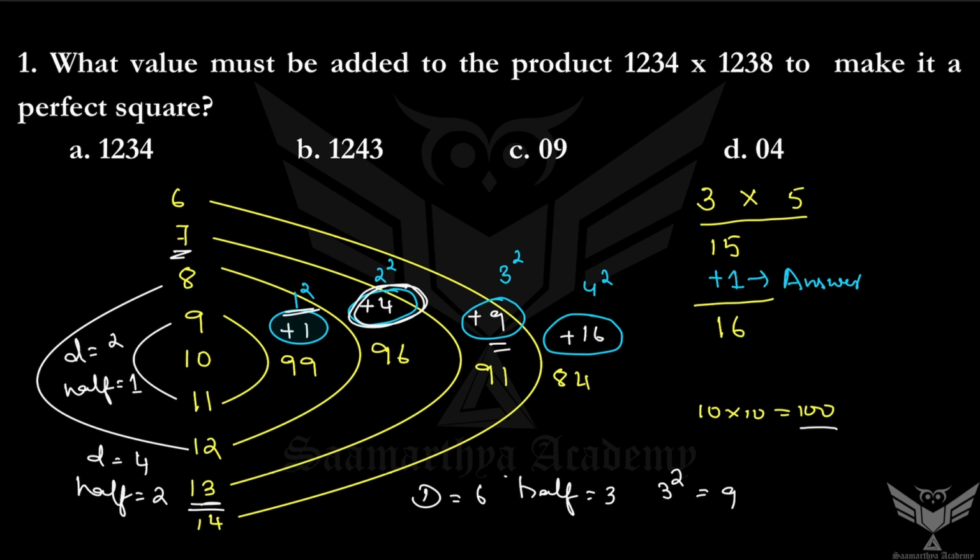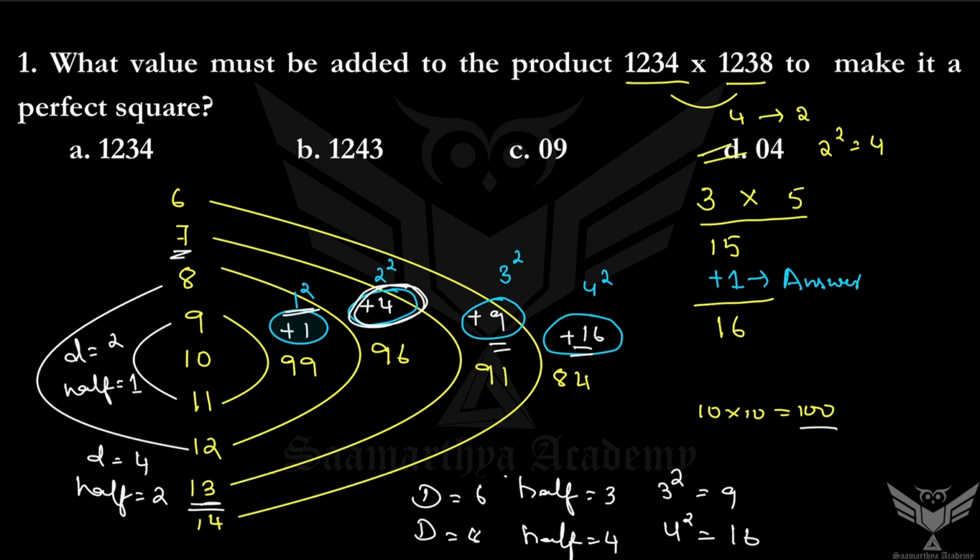Similarly for 14 and 6, the difference is how much? 8. Half of the difference is 4. Then the square of that 4 is 16. That much we are adding here. Now the same way, what is the difference between the two given numbers? Clearly 4. What is half of 4? 2. Then what is 2 square? 4. That much we need to add. So option D is your answer.